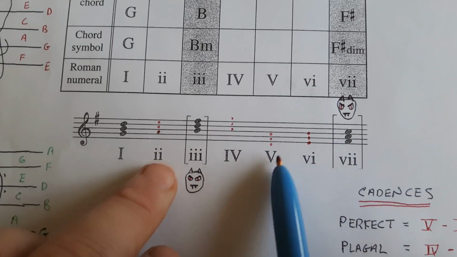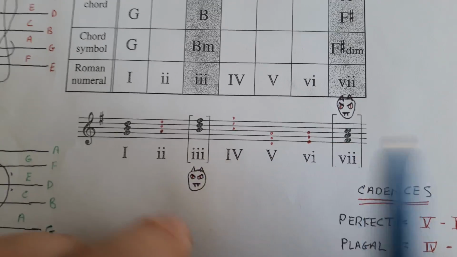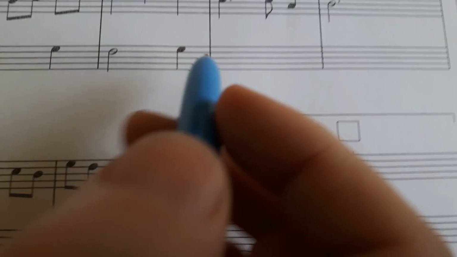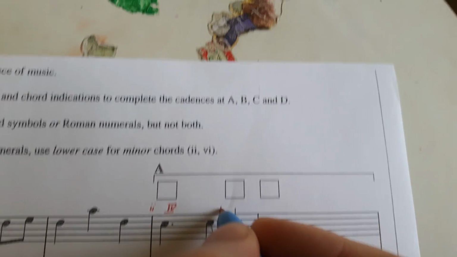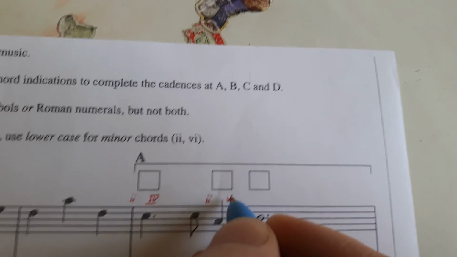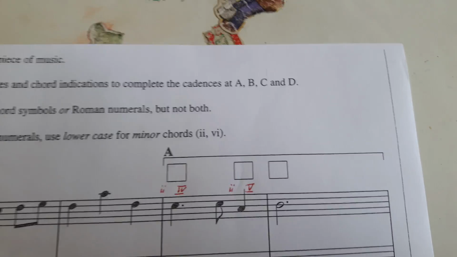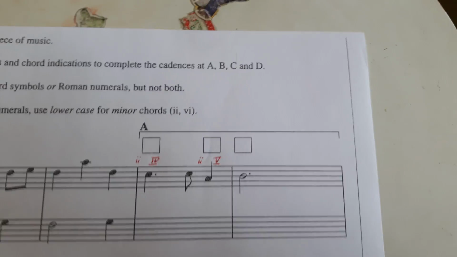2 and 5 are our options. They're the 2 chords that will fit in with that note there. So let's go back over here and put in those options, 2 and 5. Okay, so there's 2 and 5 in there.